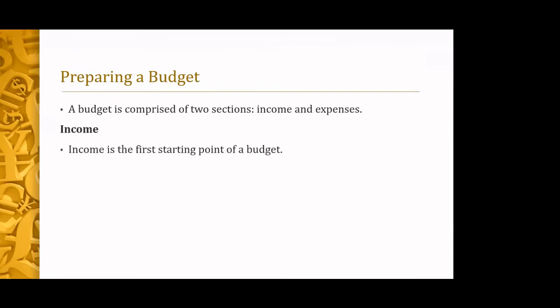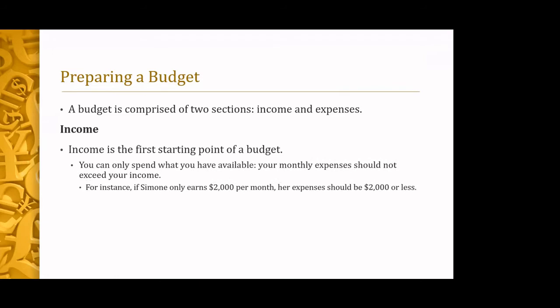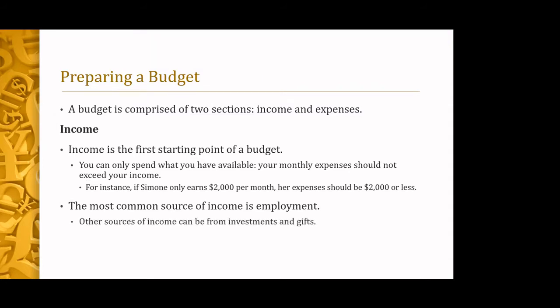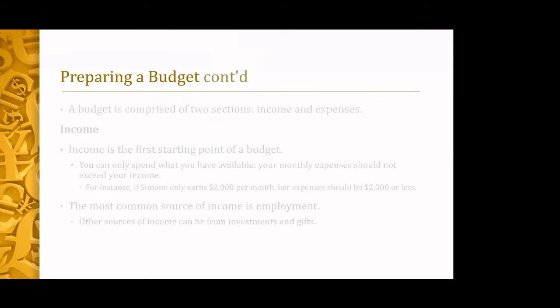Income. Now, the first starting point we have in our budget is our income. You can only spend what we have, realistically. You can only spend what you have available, as I noted earlier. Your monthly expenses should not exceed your income. Let's say it again. Your monthly expenses should not exceed your income. For instance, if Simone only earns $2,000 per month, her expenses should be $2,000 or less. The most common source of income, as we know, is employment. Other sources of income can be investments, gifts.